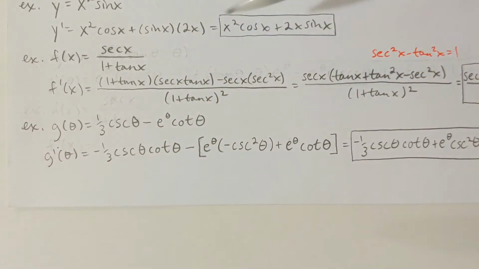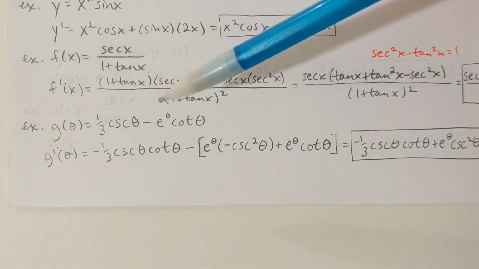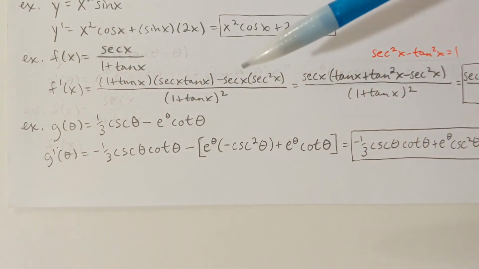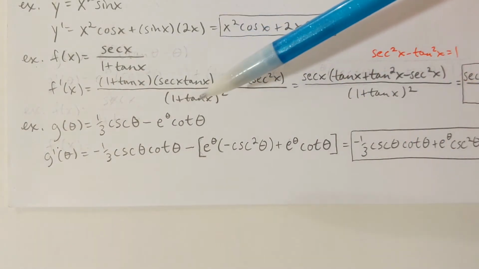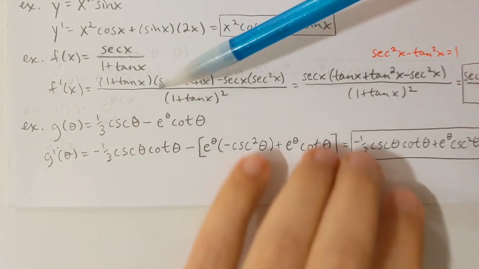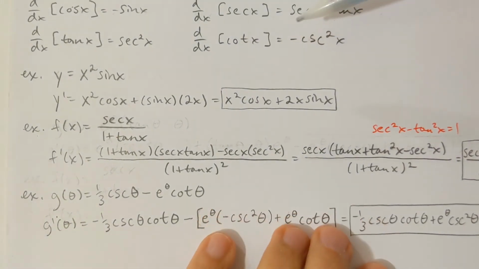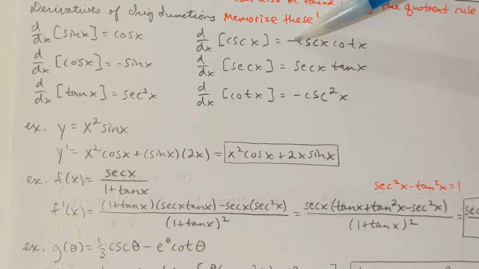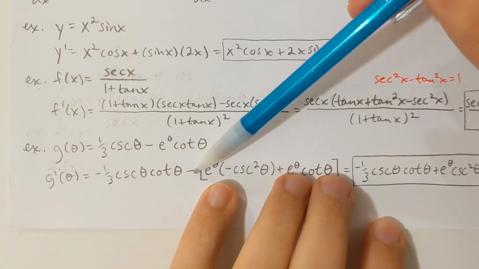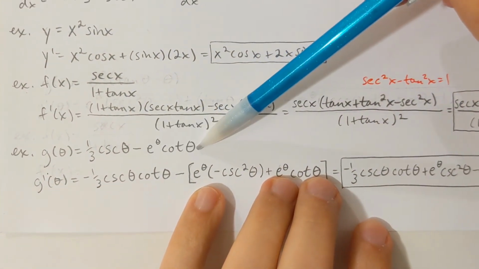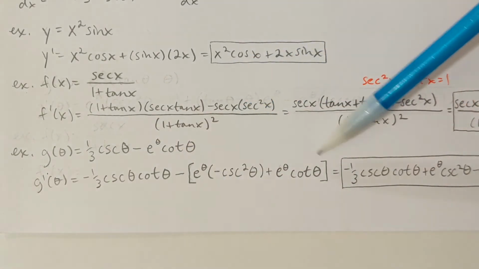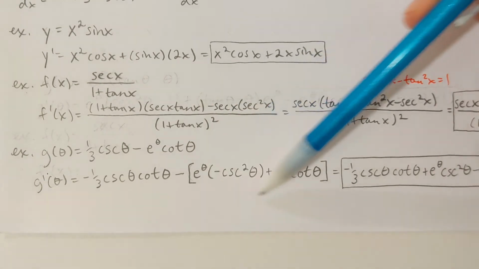Okay, here's another example. g of theta equals 1/3 cosecant theta minus e to the theta times cotangent theta. Let's find the derivative of g. g prime of theta, well, the first term here, 1/3 is a constant. And the derivative of cosecant theta is negative cosecant theta cotangent theta. And then minus, the second part is going to be a product rule. And I'm subtracting the whole thing, which means I'd want brackets around this part that I'm going to subtract.